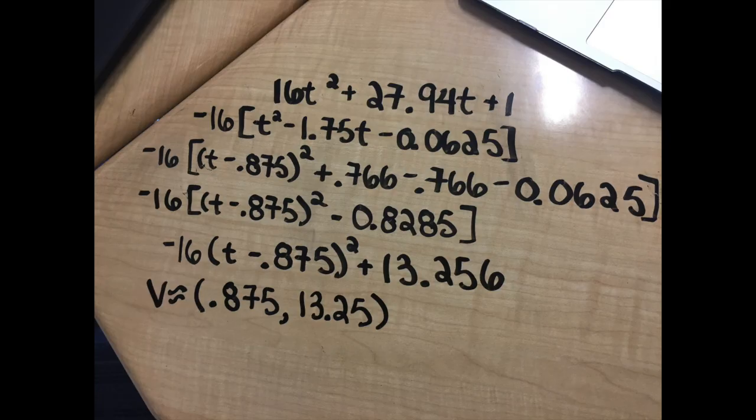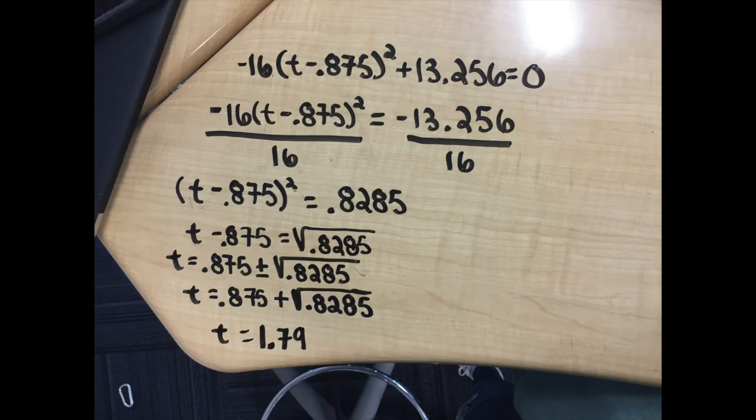To find the vertex of this equation, we had to complete the square. And with doing that, we figured out the vertex. To figure out how long the pumpkin was in the air, we had to solve for t. With that, we figured it out.